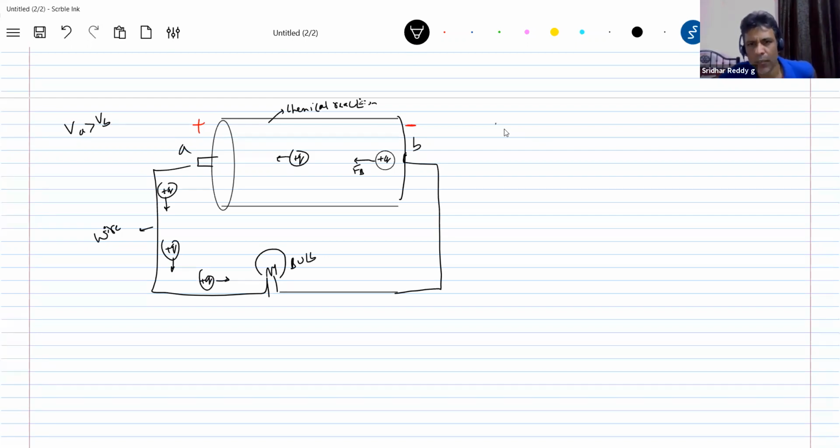Work done by the cell, or battery force you can put it, in moving a charge from B to A, should be equal to charge into VA minus VB. And look at this force. What we call this battery force is an external force.